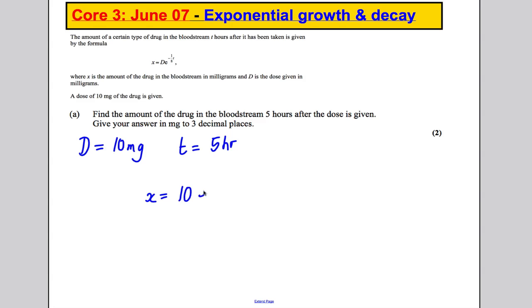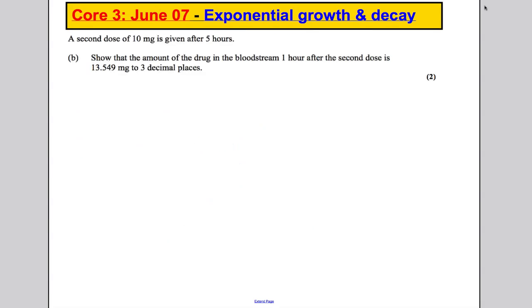X is 10 e to the negative an eighth times 5. Tap that in your calculator, and with a bit of luck you should get the following: X is equal to 5.353 milligrams, given to 3 decimal places as the question asked.